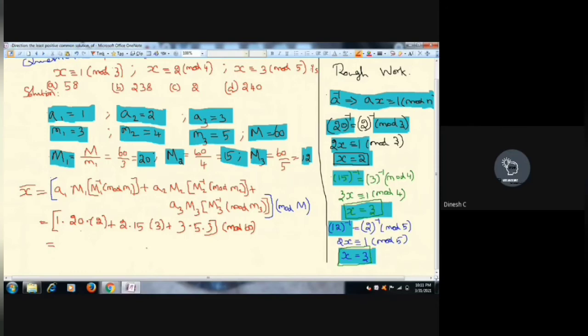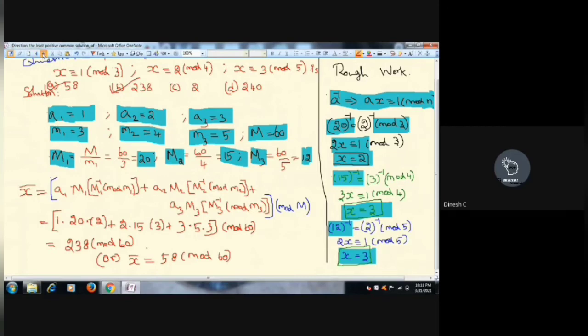By adding all the values, we got 238 mod 60. It's one of the answers. There is choice B, and also it can be written in the form: if you take the mod value, you get x bar equal to 58 mod 60. Okay, so both the choices occurred in the question, so we have two choices: choice A 58 and choice B 238.